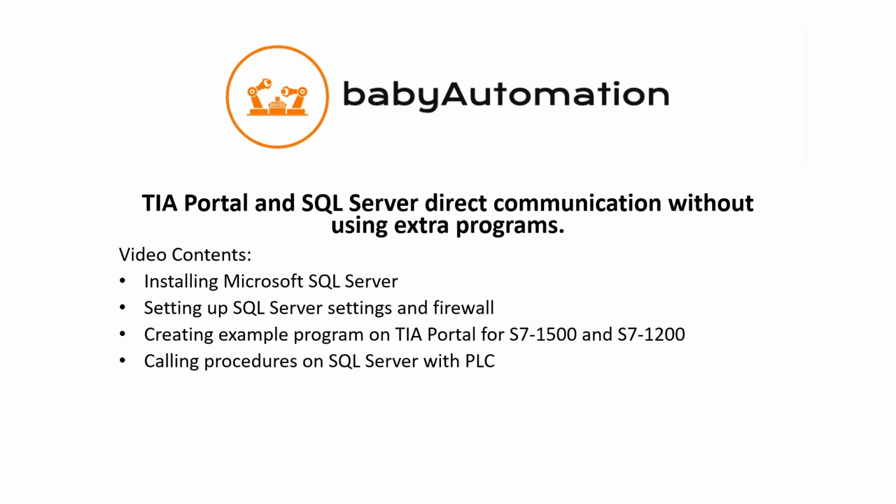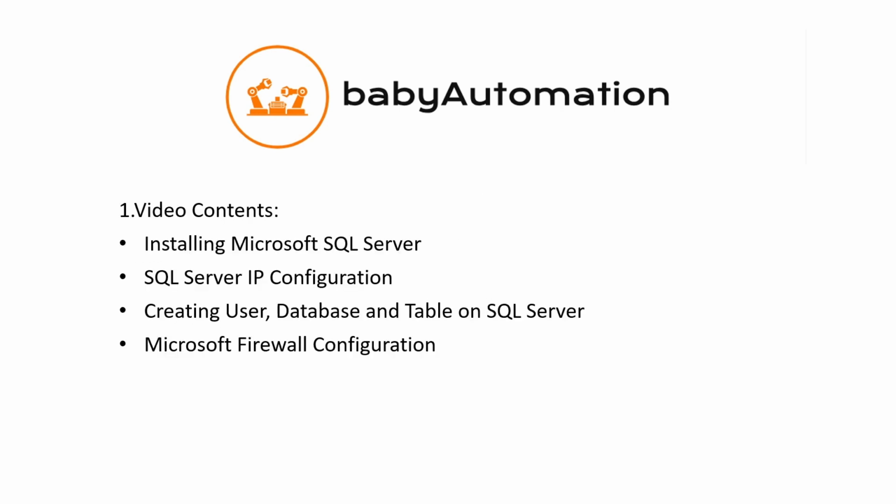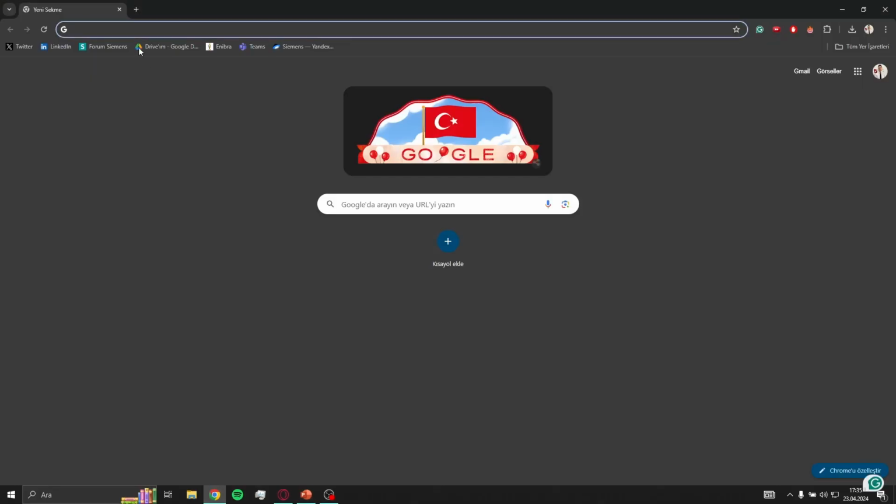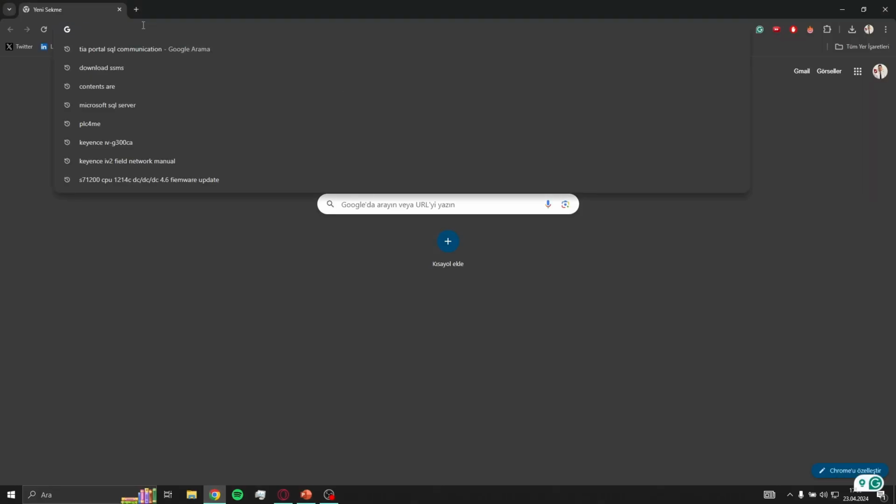This is our first video and we are going to download SQL Server. We are going to make the SQL Server IP configuration, create a user, database and table on SQL Server, and do the Microsoft Firewall configuration. And now we first need to download SSMS Studio.